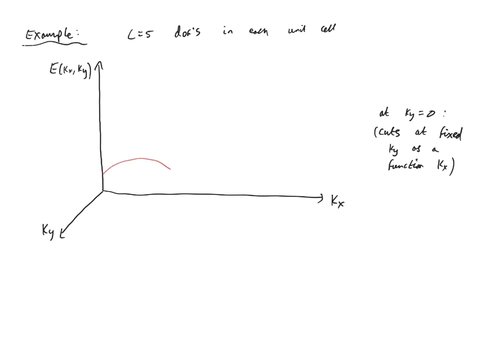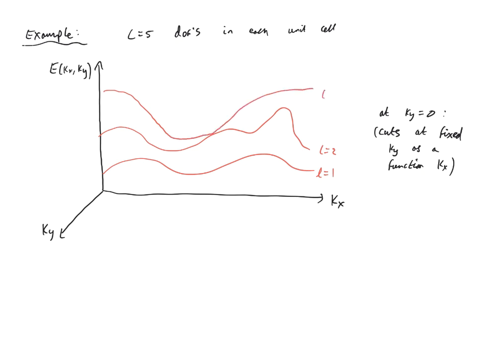So for example, I might have some band that looks like this. This is little l equals 1. And then I have a different band that does something else, l equals 2. I have a third band, maybe the third band even slightly touches and moves off, l equals 3, and so on. And I can label these different bands by this index, L.